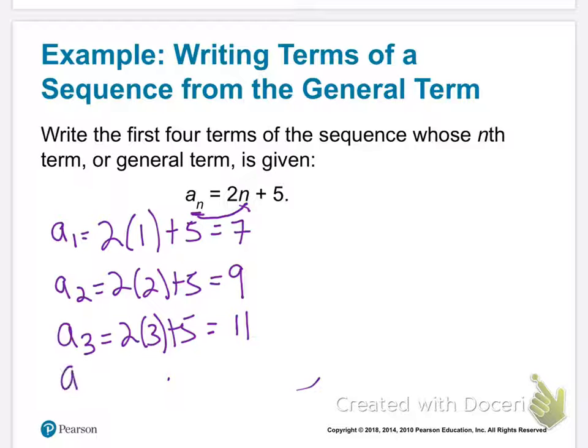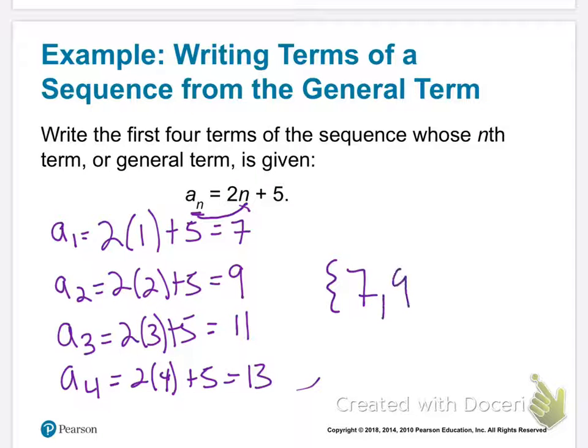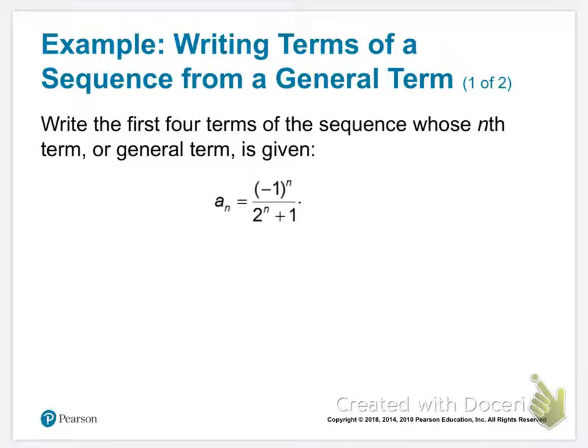And then A sub 4 is 2 times 4 plus 5, so that's 8 plus 5 is 13. So my first four terms we can write out as 7, 9, 11, and 13. So again, just notice that whatever number you're trying to find is also what you're putting in there. So those two match.